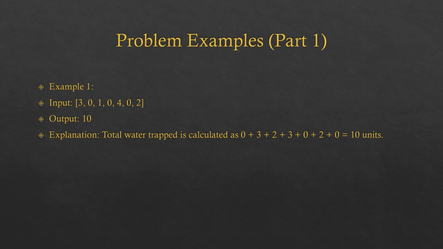Let's look at an example. Given the input array containing the elements 3, 0, 1, 0, 4, 0, 2, we can calculate the total amount of water trapped. The output in this case would be 10 units of water.